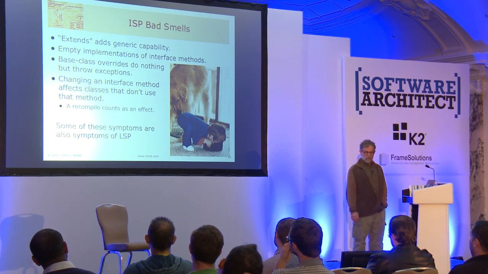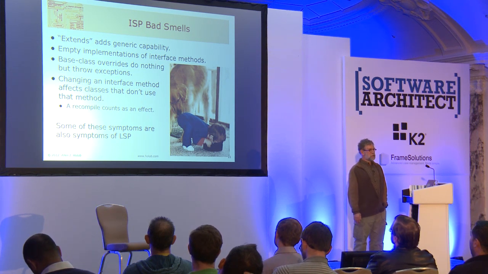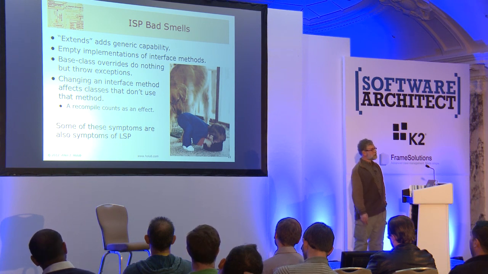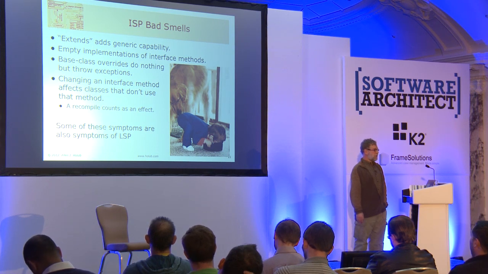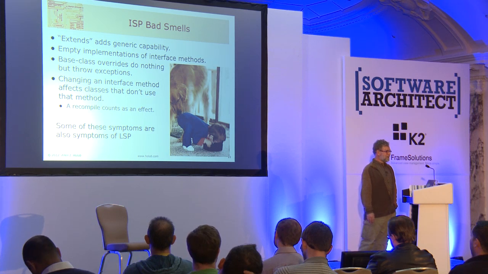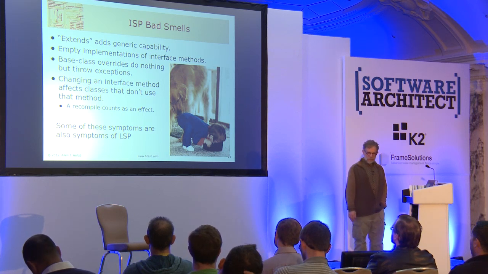Changing an interface method affecting classes that don't use that method. That's a really classic one. In other words, I've changed the interface, I've added an argument to some method, and I have to change 35 classes as a result, and I find that 25 of those classes could have cared less. They never used the argument, or maybe even didn't override the method. Right, those are all classic examples.